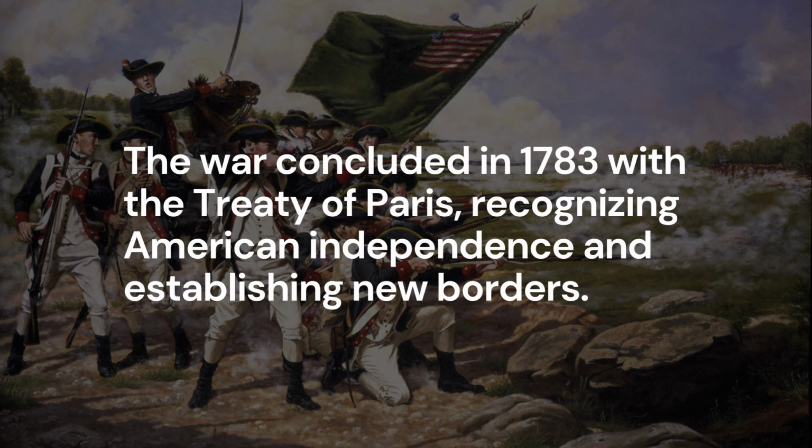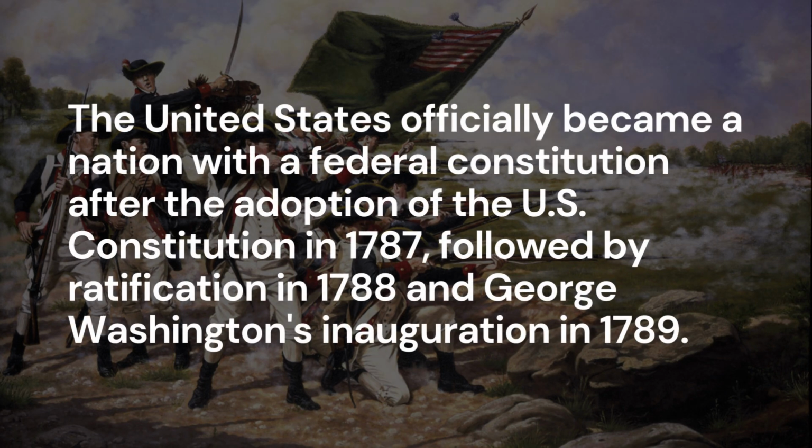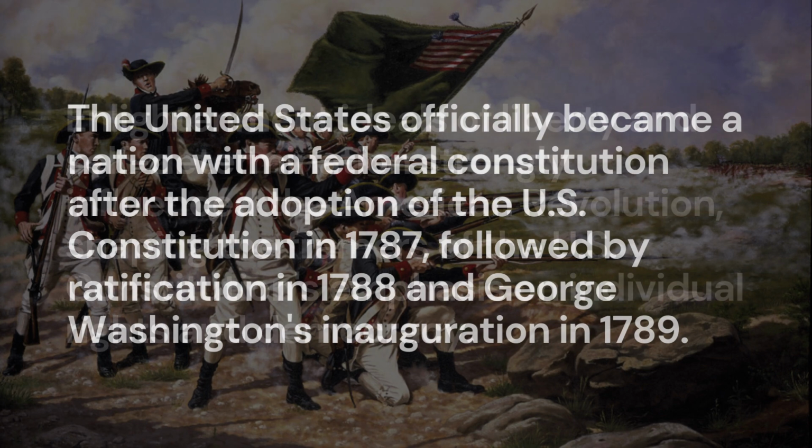The war concluded in 1783 with the Treaty of Paris, recognizing American independence and establishing new borders. The United States officially became a nation with a federal constitution after the adoption of the U.S. Constitution in 1787, followed by ratification in 1788 and George Washington's inauguration in 1789.